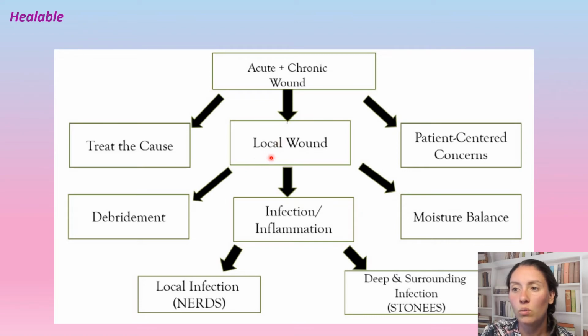So our local wound goes into, do we need to debride? Do we need to treat infection or inflammation? So this is going through our NERDS and STONES and moisture balance. Okay, so those are the steps. It's just a quick view of how to treat a healable wound.